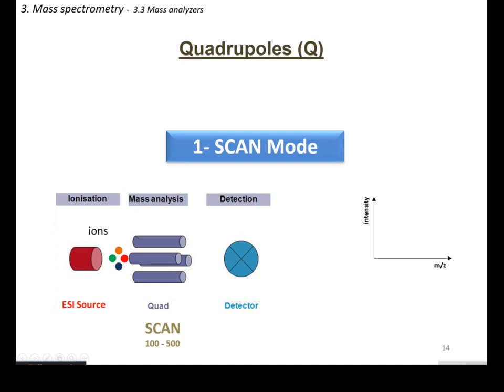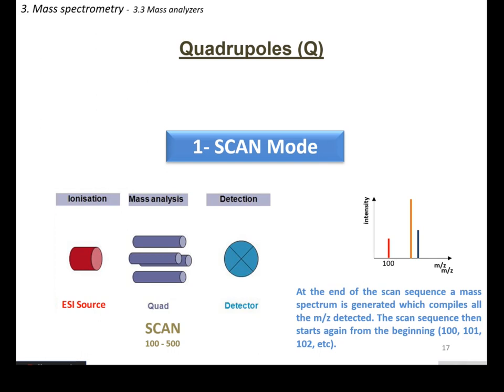Okay, so first, the scan mode of this quadrupole. This is what we just saw. So you have a cycle between, let's say, 100 and 500 of a mass to charge ratio. The ions are coming from the source, and they will cross the tube of the mass analyzer and reach the detector. So sequentially, first 100 and then other masses, until you make a full mass spectrum. And when it's finished, it will start over again. And so every scan, you produce a mass spectrum.